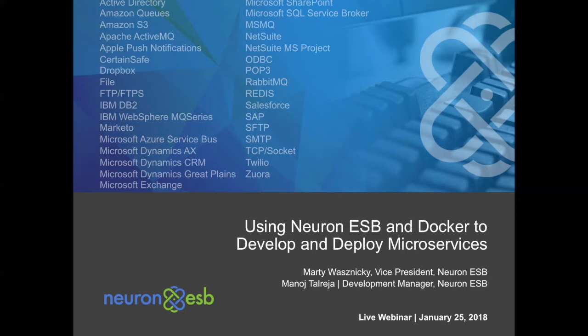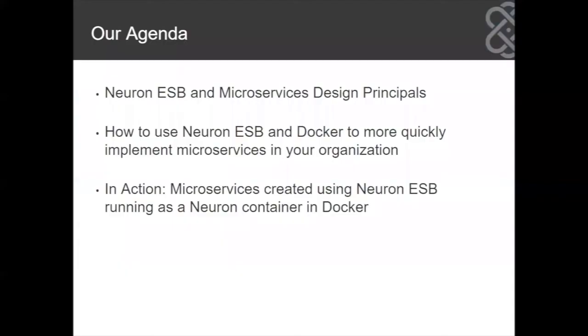Thanks, Vince, for a great introduction. I have Marty with me. We are going to talk about how to use Neuron ESB and Docker to develop and deploy microservices. Let's talk about our agenda first. In this session, we're going to talk about Neuron ESB and microservices design principles. Then we will drill down into how to use Neuron ESB and Docker to more quickly implement microservices in your organization. And we'll do a sneak peek and demo. We'll create microservices in Neuron ESB and run them using Neuron Container in Docker.